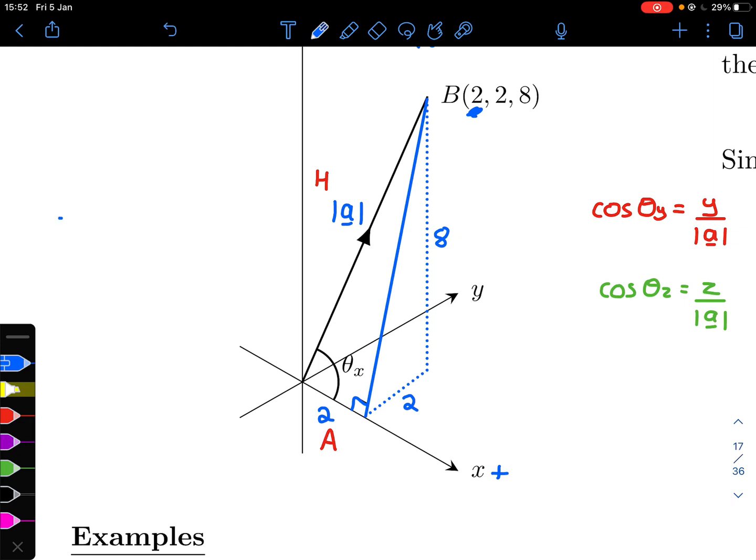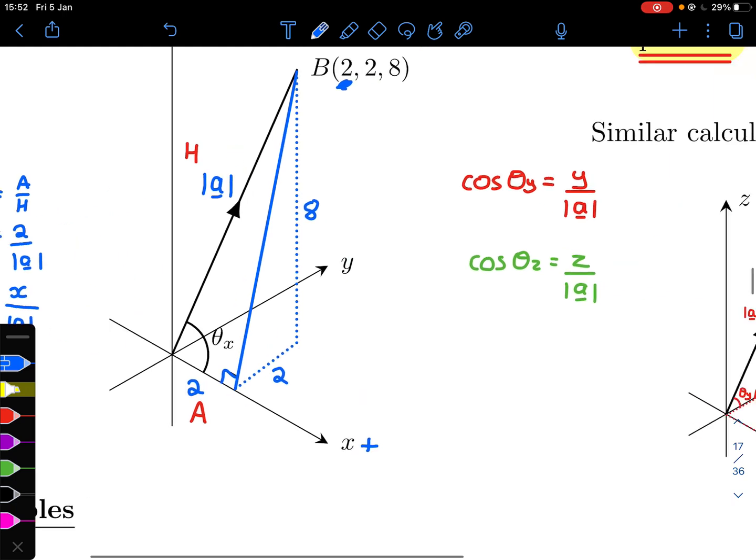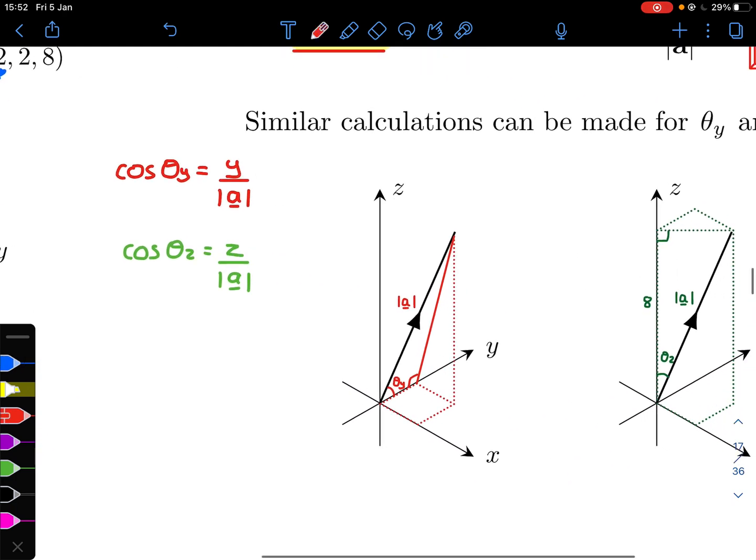So using trigonometry, I know that cos of that angle is adjacent over hypotenuse. The adjacent is the 2. The hypotenuse is the magnitude of the vector. And that 2 came from the x component, or the x part of the coordinate. And that's where the formula comes from. Cos of the angle we want is the component we're interested in, the x in this case, divided by the magnitude. You can see similar things for the other two.